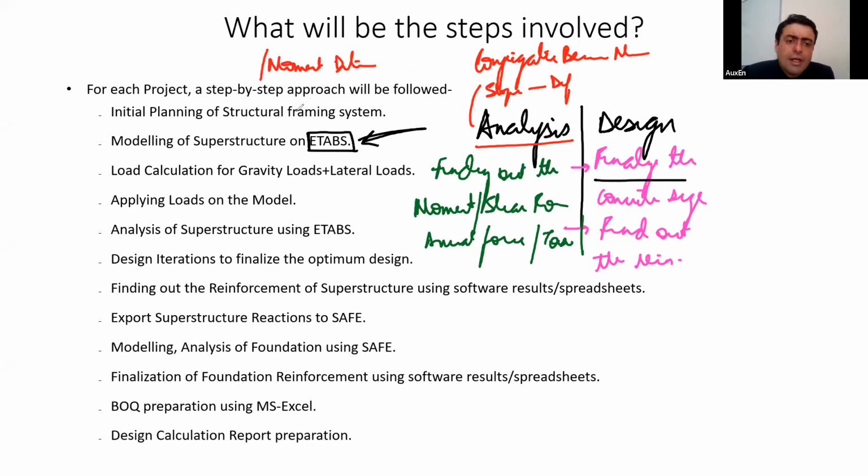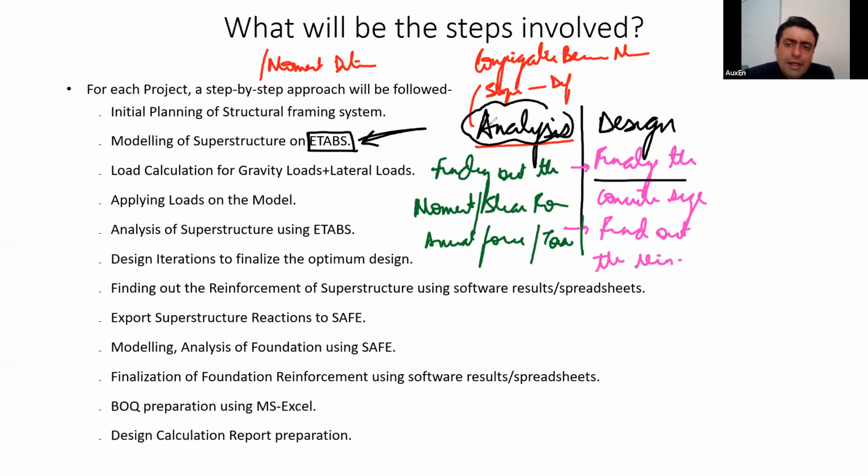These have certain assumptions and certain inbuilt limitations. Each method has some assumptions and some inbuilt limitations. So there are two parts, analysis and design. Analysis involves calculation of these actions.